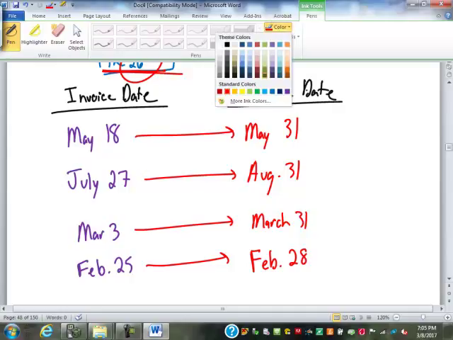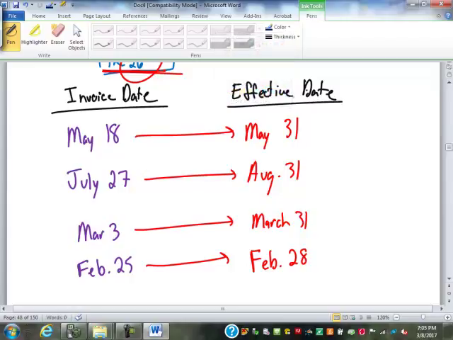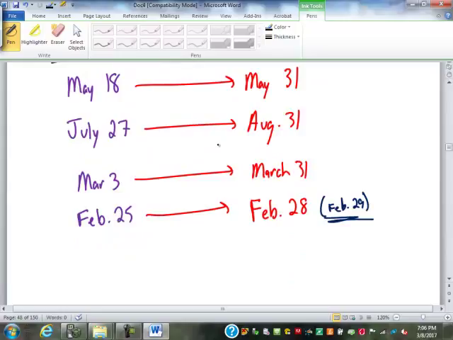Should that be the 29th for leap years? We're not going to worry about that, but you're right, it would be the 29th on a leap year. All right. Now, here's the other thing.